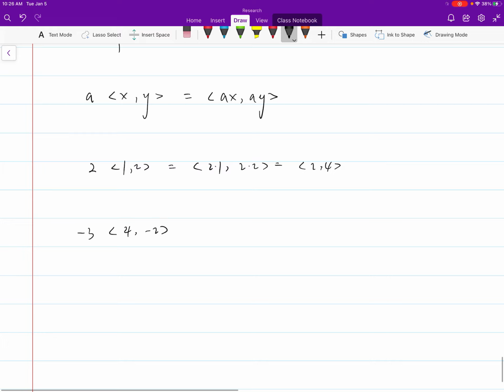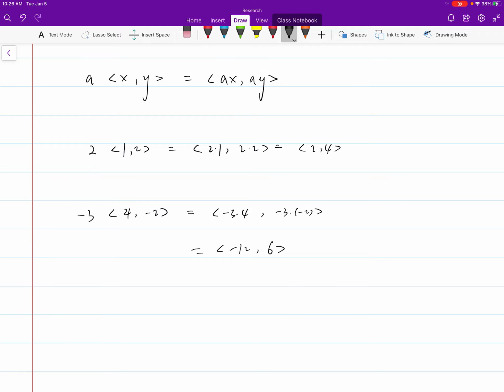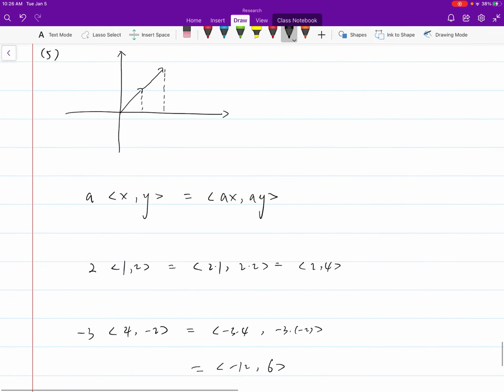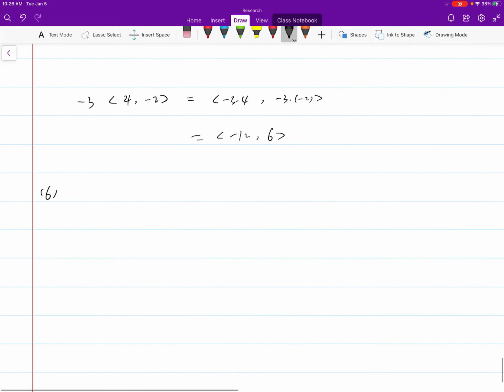Okay, negative 3 times (4, -2) simply equals negative 3 times 4, negative 3 times negative 2, which gives you (-12, 6). Very easy to understand, and they make sense. All right.